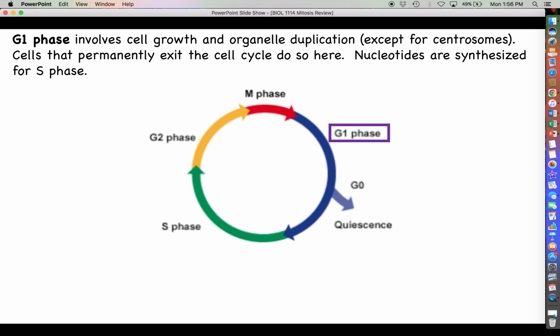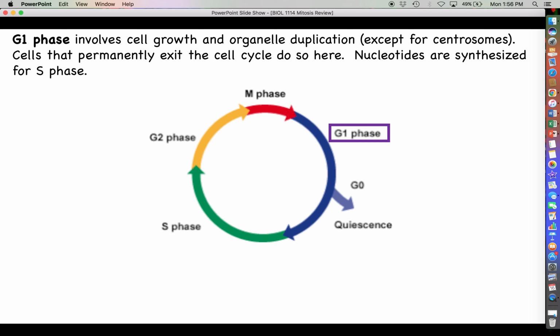So let's start by talking briefly about G1 phase. G1 phase is going to involve a lot of cell growth and organelle duplication, with the exception of the centrosomes, and you'll see what we mean there in just a little bit. So you'll see a little arrow kind of tailing off to the side off of the G1 stage.